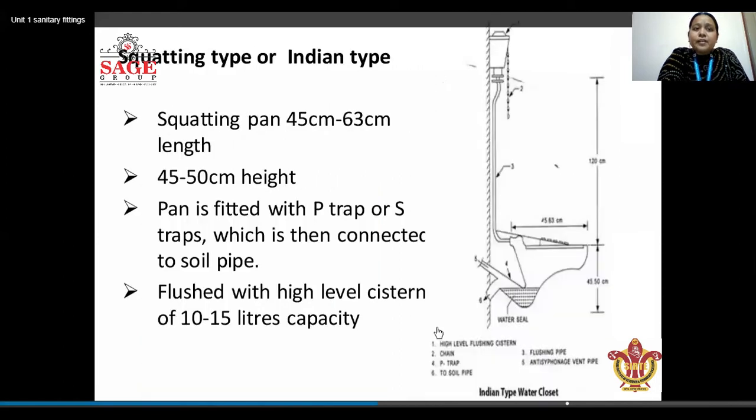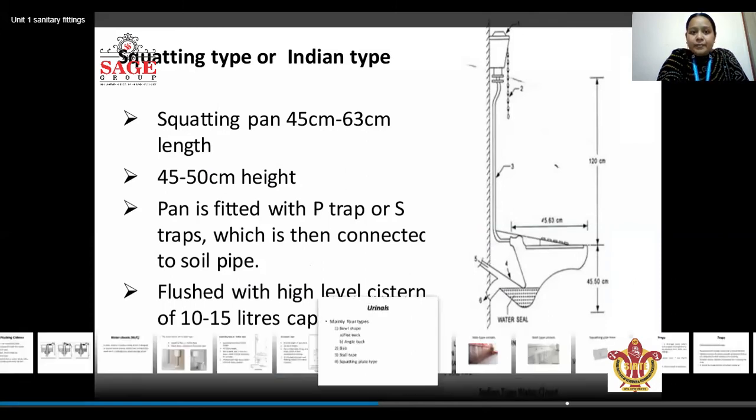The squatting type water closet has dimensions of 45 centimeter to 63 centimeter length, or 45 centimeter to 50 centimeter height. These dimensions are fixed. The pan is fitted with a P shape trap, that is the shape of P, and then connected to the soil pipe. Plus, the high level system is 10 to 15 liter capacity. More water is wasted in this water closet system.